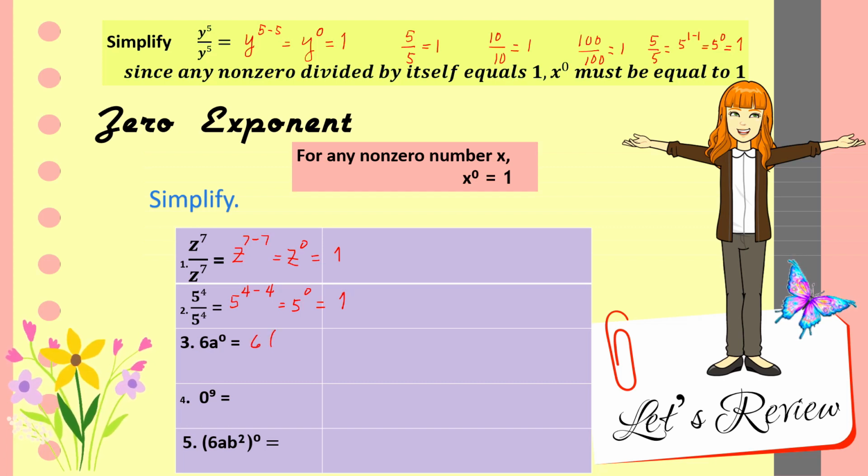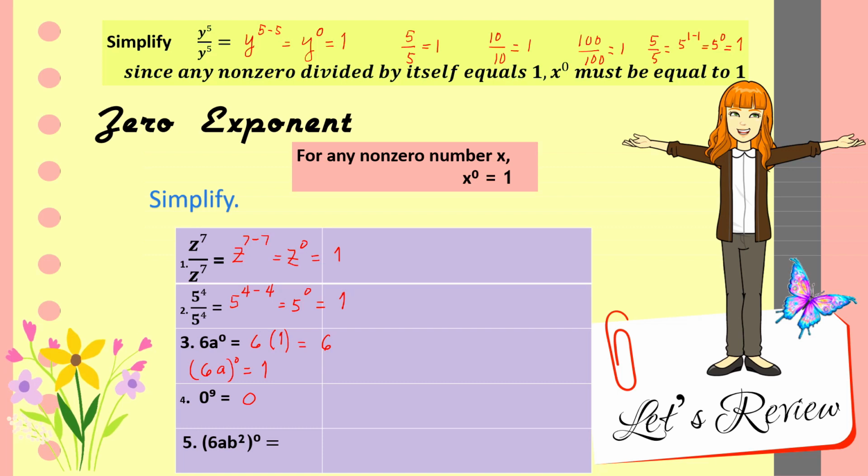6 and a raised to 0 is 1. So, our answer is 6. But if we have 6a raised to 0, our answer should be 1 because 6 is included in the parentheses as raised to the 0. Number 4, 0 raised to 9, huwag na tayong mag-isip ng kung ano pa ang pwede natin gamitin because 0 times 0 is 0. So, therefore, 0 raised to 9 is 0.